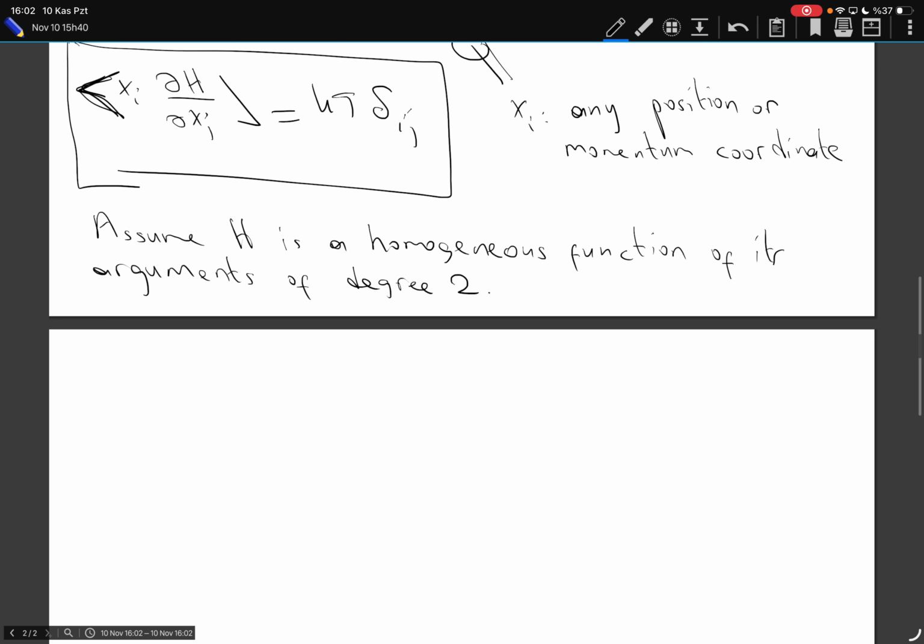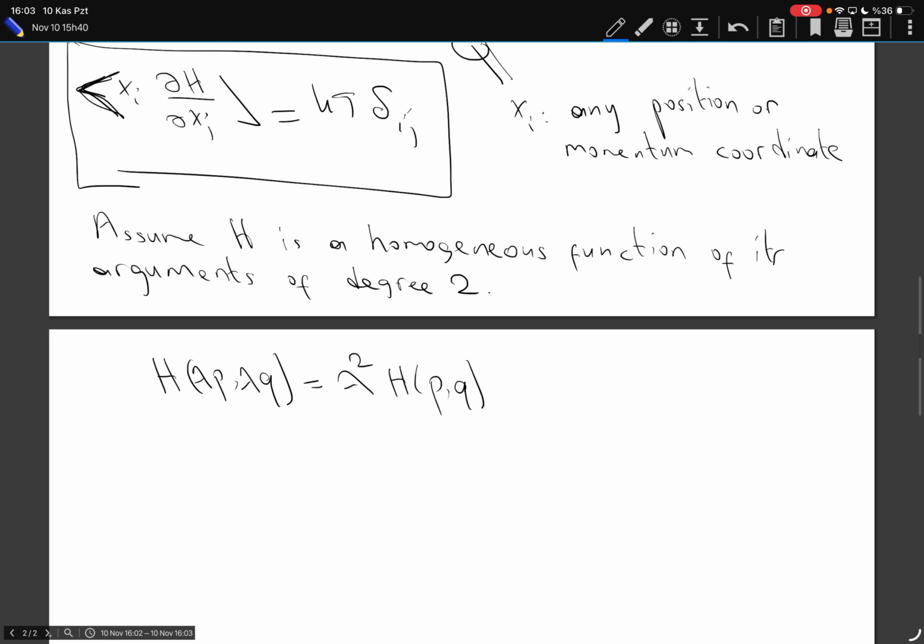You see, what this means is H will be a function of p and q. If you multiply its arguments by, let's say, lambda, this will become lambda squared H(p, q). This is what is meant by a homogeneous function of its arguments of degree 2. If it was of degree 3, it would be lambda cubed. If it was degree 4, it would be lambda to the 4.